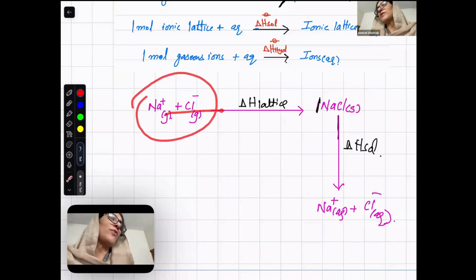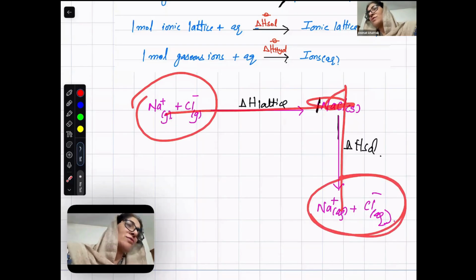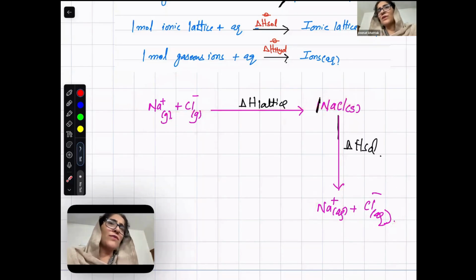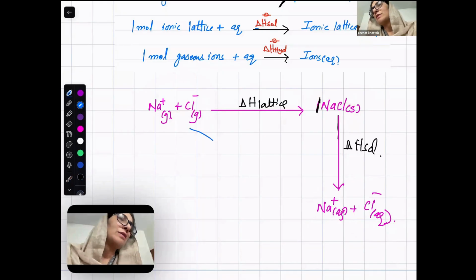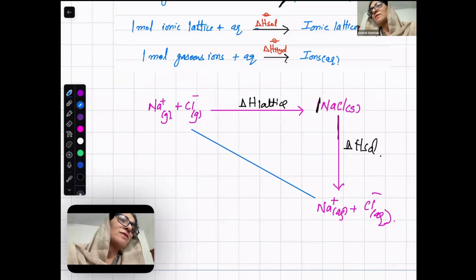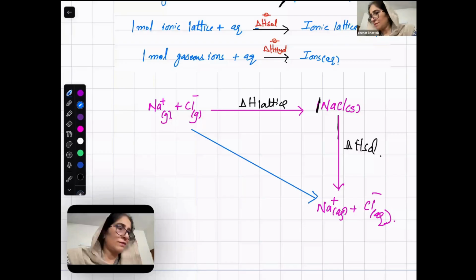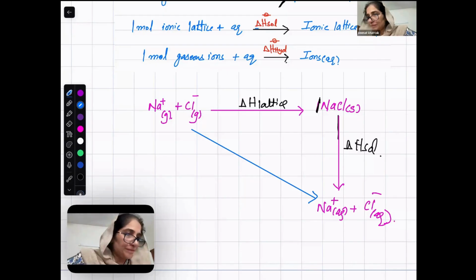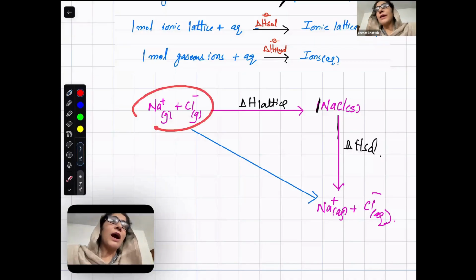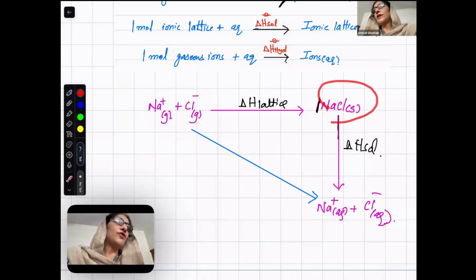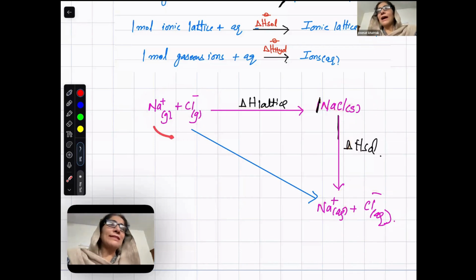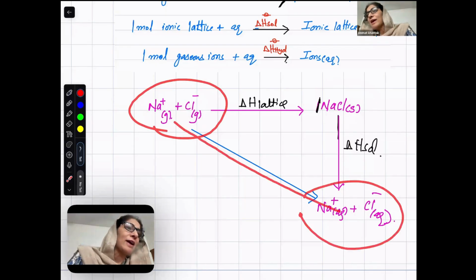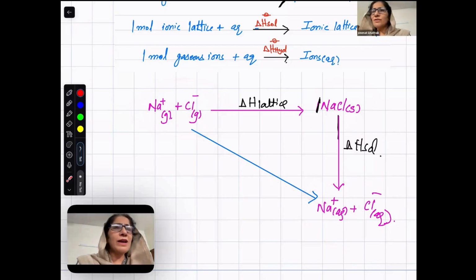So ions are converted into lattice, and lattice is converted into aqueous. Can we directly convert ions into aqueous ions? What will you call this? Think. Waiting for your thinking process. Tell me. Ions in solid, the solid is dissolved in excess water. The ions go directly into aqueous ions. Ions in water. Hydration.